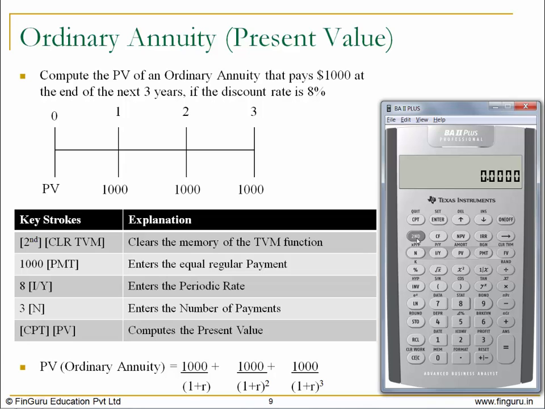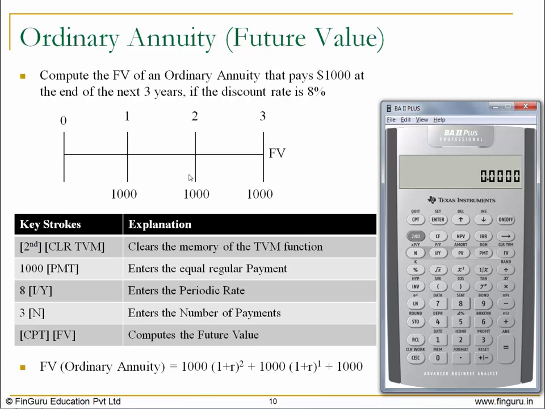So let's try it out. Second, clear TVM to clear the memory of the calculator's TVM function. Punch in the values. 1000 is PMT, 8 is I by y, 3 is n, and simply compute present value. The answer comes out to be minus 2577. So what you're doing mathematically really is you're calculating the present value of these three single cash flows as of day to day, and the PMT function allows you to do that simply in one single shot.